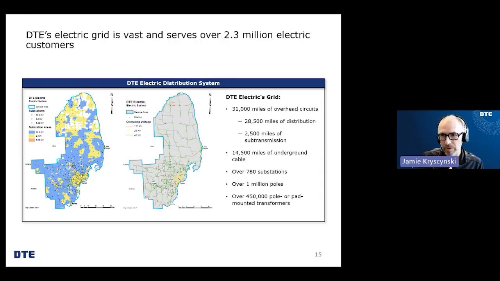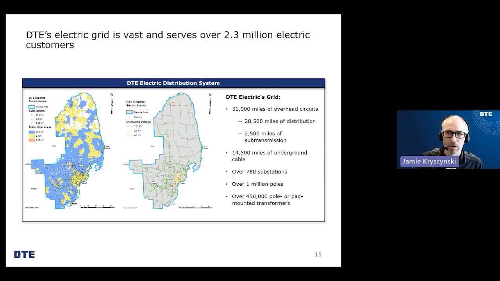Most of them are distribution voltage, and you can see on the screen, 28,500 at the distribution voltage, 2,500 are at the sub-transmission. And then the other third of our system is underground. Again, mostly distribution, but we also do have some sub-transmission underground lines as well.